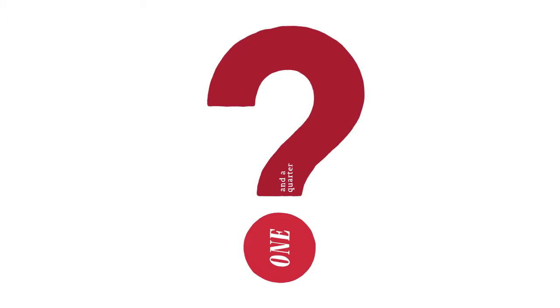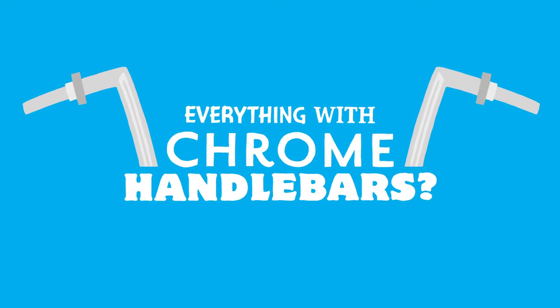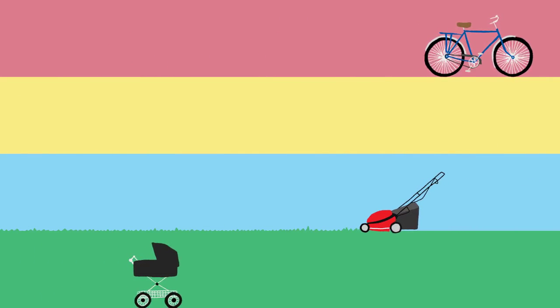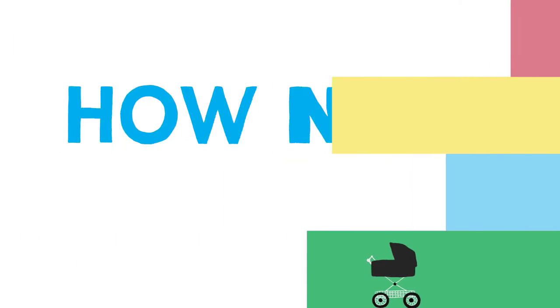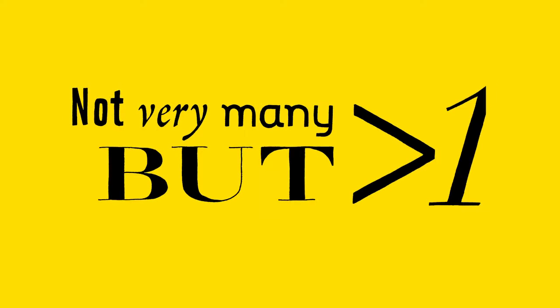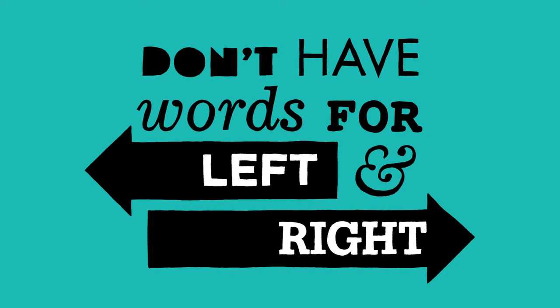But then you should also say, why in English don't we have a word for everything with chrome handlebars? Well, we don't, but they're perfectly serviceable because we could then talk about bicycles, motor bicycles, lawnmowers, and prams with a single word. How nice. But we don't. Some languages, though, not very many, but more than one, don't have words for left and right.